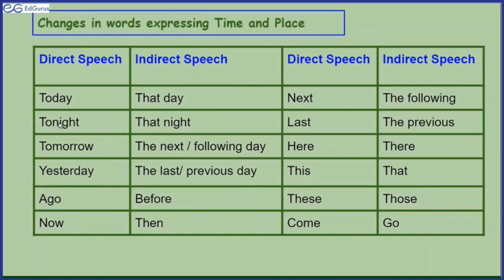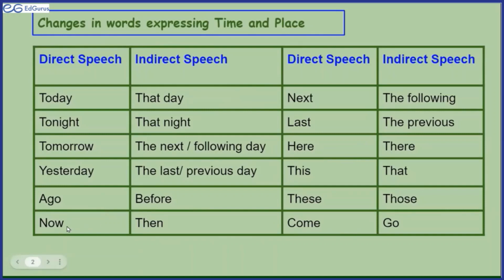Similarly, tonight is changed into that night. Tomorrow is changed into the next day, the following day. Yesterday is changed into the last day, the previous day. Sometimes people also write the day before. That is also correct. Ago is changed into before. Many people do not change it, but grammatically that is incorrect. So ago is also changed into before.